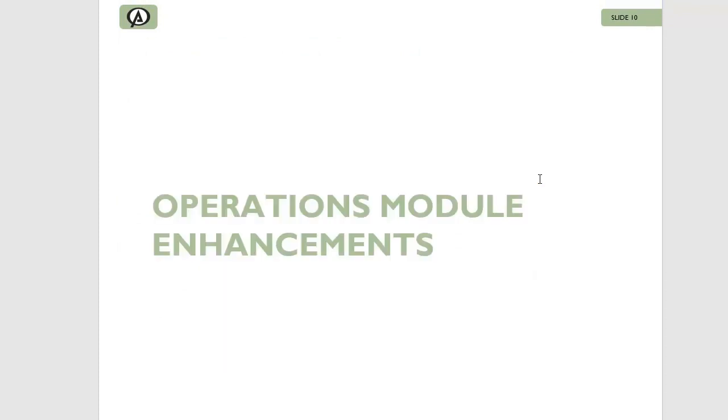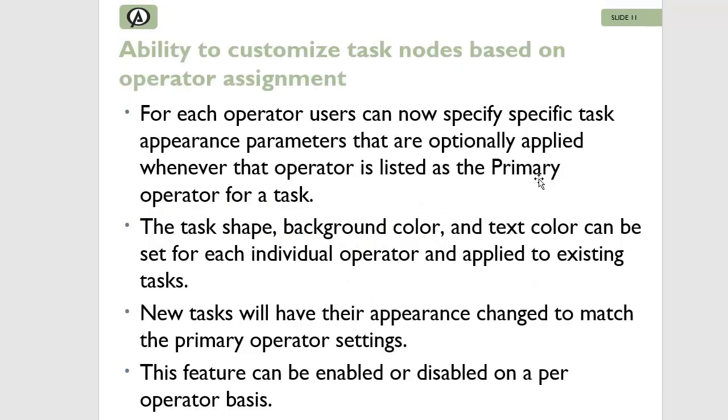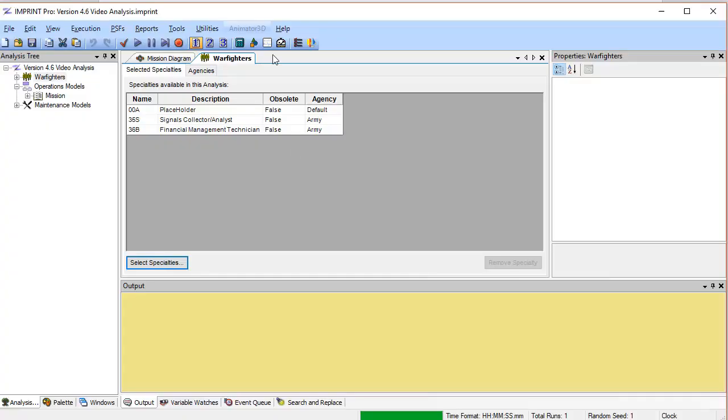Everything I've shown you so far has been general improvements to IMPRINT. The following apply only to the operations module. This is another new feature that I think our users will use a lot. IMPRINT will now allow you to automatically customize a task node based on who the primary operator is. Let me show you how this works.